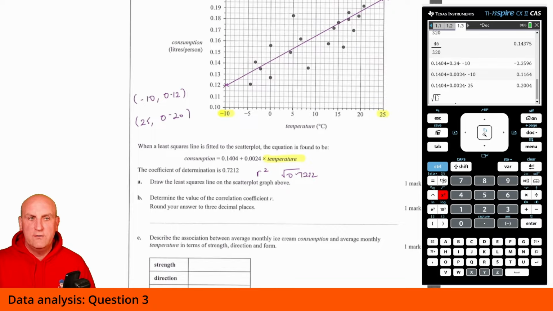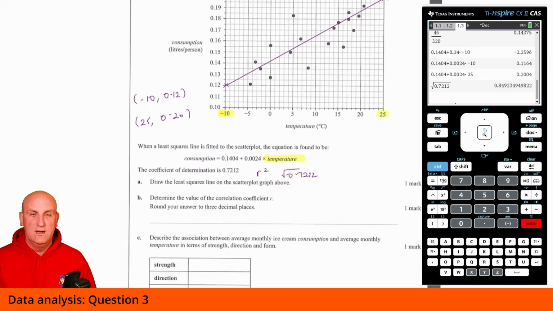So here we go, square root of 0.7212. Now, normally we would have to check, because normally they end up having your graph going this way down, but I think they've been quite nice to you here with that. So we've got to round it to how many decimal places did it say? Determine the value of the correlation coefficient R to 3 decimal places, 0.849. So I'm going to go with 0.849.